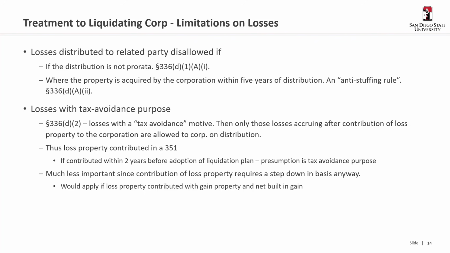Losses distributed to a related party, however, are disallowed if, number one, the distribution is not pro rata. So remember, we dealt with non-pro rata distributions before. The issue is it starts to feel like something a little persnickety is going on if it's non-pro rata. And so as a result, the loss would not be permitted. And then there's a rule that talks about if the property is acquired by the corporation within 5 years of the distribution. That's something called the anti-stuffing rule.